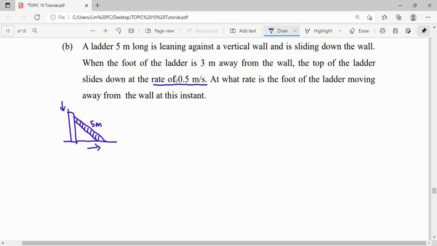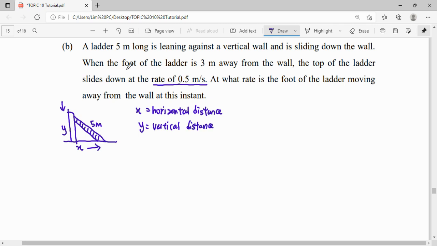First, we are going to identify our shape. We can see this is a triangle shape. Then we're going to define our variables. I will define y as the vertical distance and x as the horizontal distance. So x is the horizontal distance, and then y is the vertical distance from the wall.